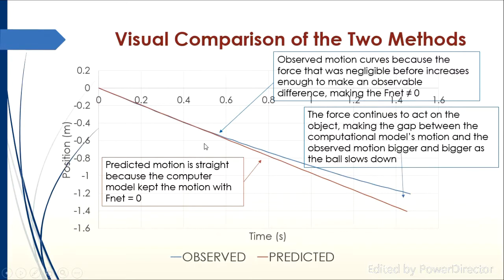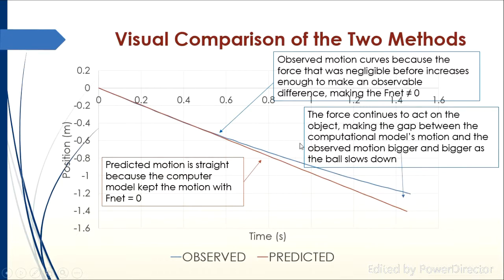The predicted motion is straight because the computer model kept the motion at F net equals 0. We know for a fact that throughout the entire motion, the net force acting on the ball is 0. The observed motion curves because the force that was negligible before increases enough to make an observable difference. Throughout the entire time, the F net didn't necessarily equal 0. Only at this point did it become big enough that we could observe it in the graph.